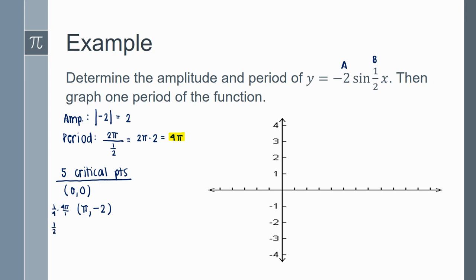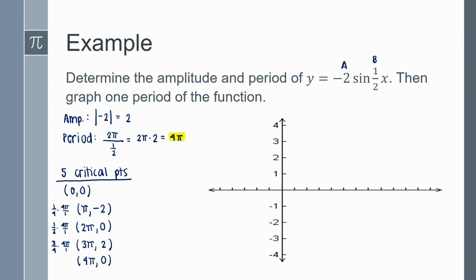Then I want to take half of the period. So if I'm thinking about half of 4 pi, that's going to simplify to 2 pi. Remember, that's when we're back on the x-axis at 0. Then I want 3/4 of my period. So when I multiply that and simplify, we're going to get 3 pi. And then I want the opposite of a. So since a is negative 2, the opposite of a negative would make that a positive 2. My final ordered pair is the full period, so 4 pi. And remember, that's when we're back on the x-axis.